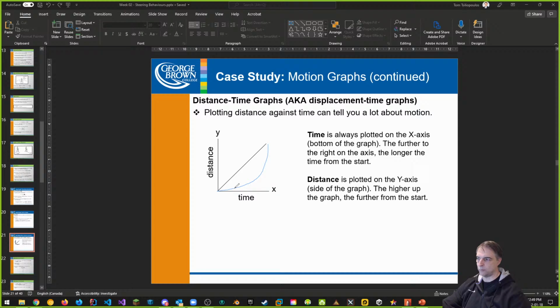What motion does this describe? Think about it. It's accelerating, right? Because we're starting off, the distance is changing very slowly. And as we go, we're moving upwards and you see the distance is increasing a lot as time increases. So it's really accelerating, right?